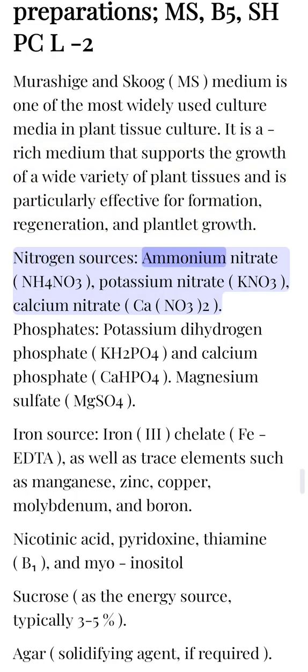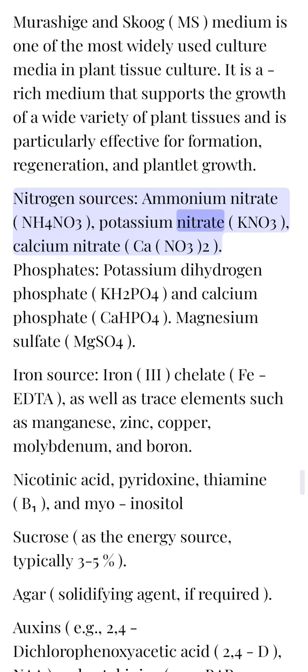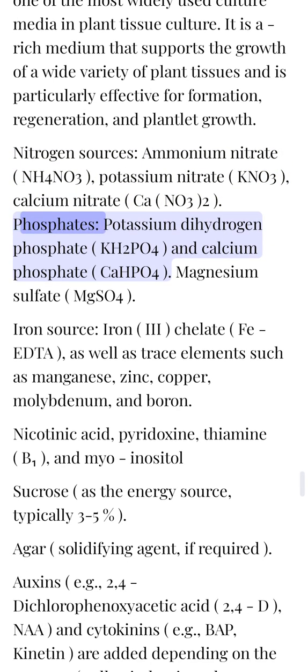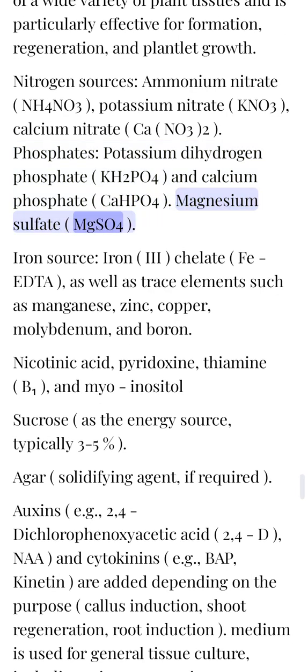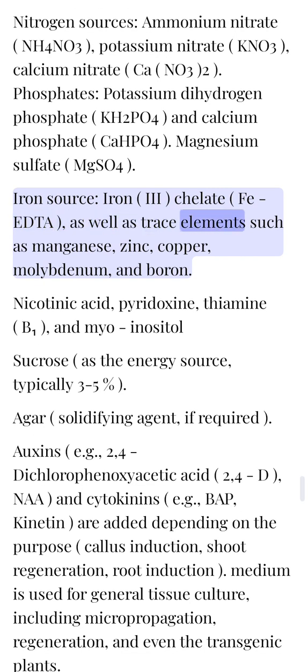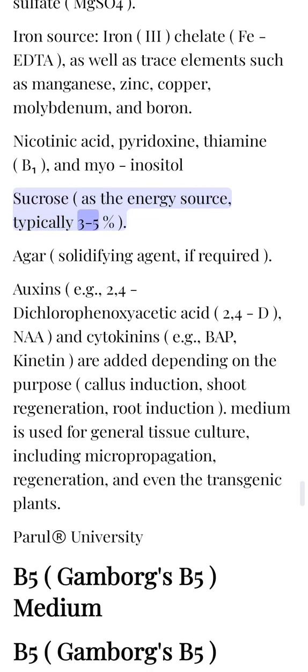Nitrogen sources: ammonium nitrate, NH4NO3, potassium nitrate, KNO3, calcium nitrate, Ca(NO3)2. Phosphates: potassium dihydrogen phosphate, KH2PO4, and calcium phosphate. Magnesium sulfate, MgSO4, iron source, iron EDTA chelate, Fe-EDTA, as well as trace elements such as manganese, zinc, copper, molybdenum, and boron. Nicotinic acid, pyridoxine, thiamine, B1, and inositol. Sucrose as the energy source, typically 3 to 5%. Agar as a solidifying agent, if required.